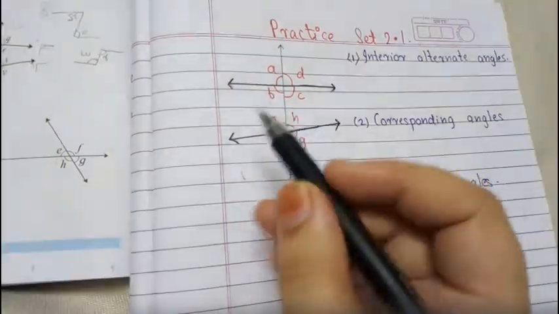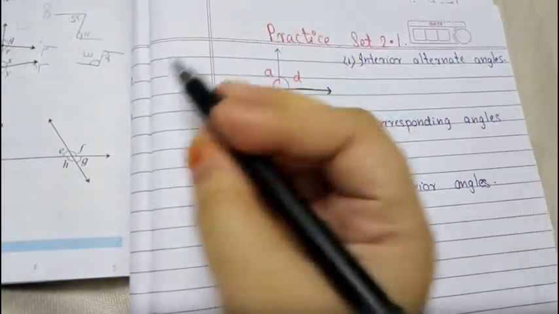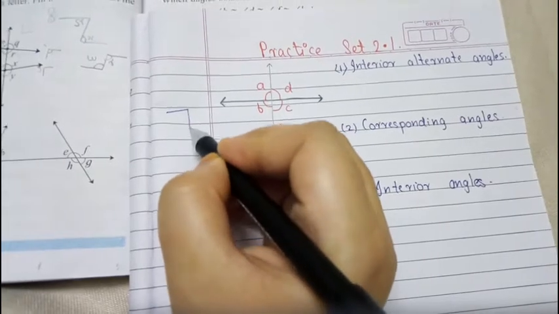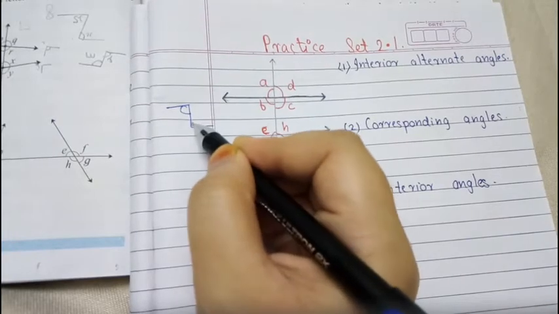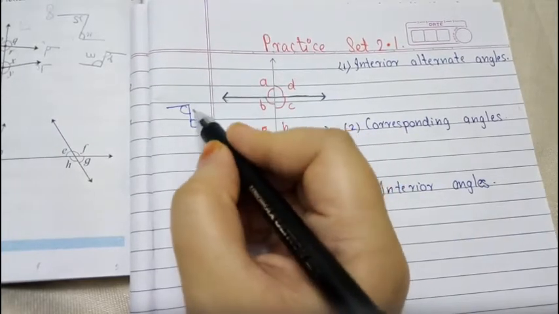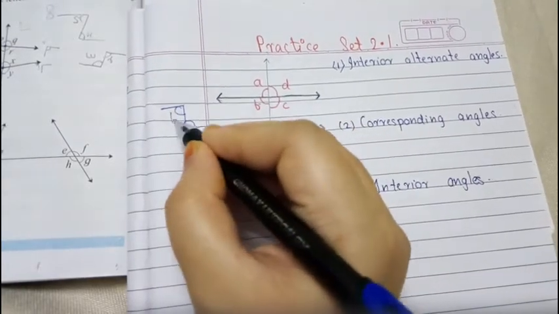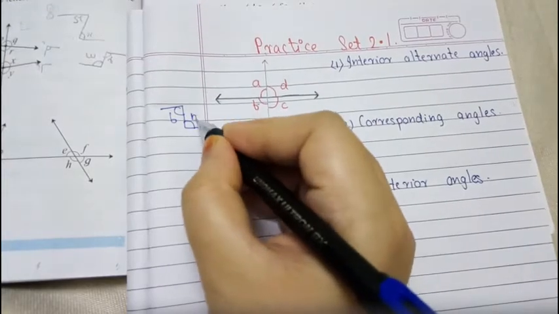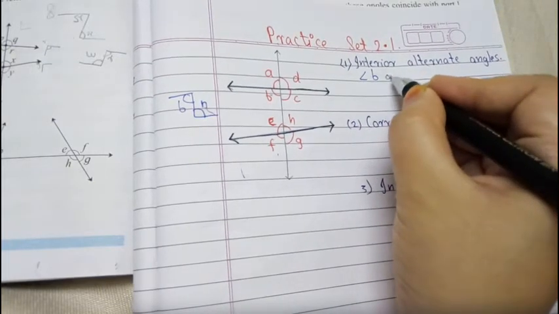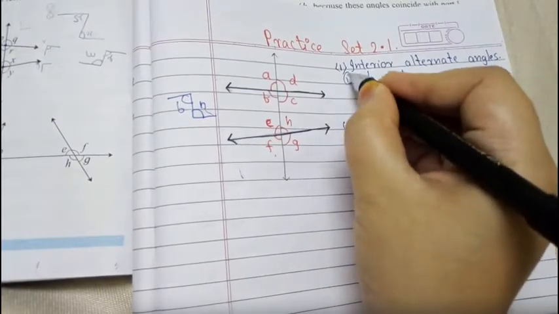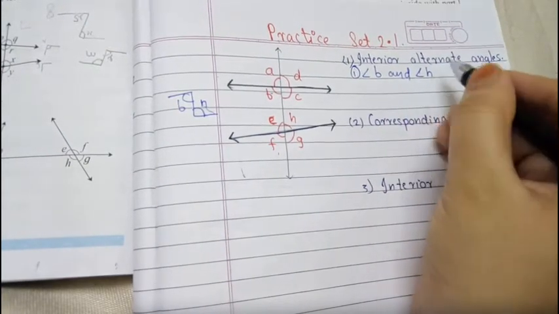Interior alternate angles: this is a transversal line and these two are parallel lines. Interior alternate angles form a Z or zigzag shape, and these angles are called interior alternate angles. Here it is angle B, and here it is angle H. So the first pair is angle B and angle H.